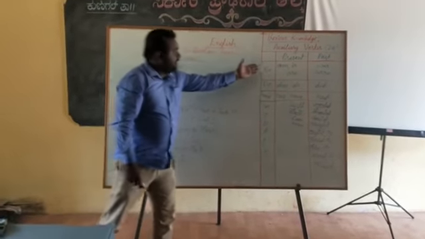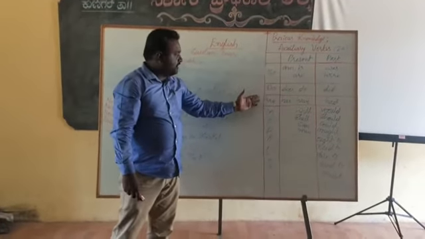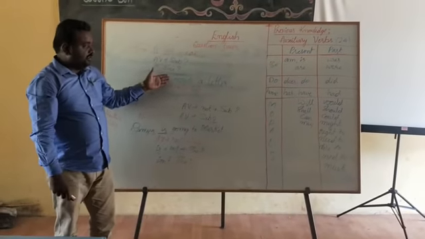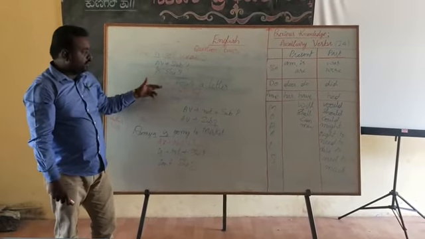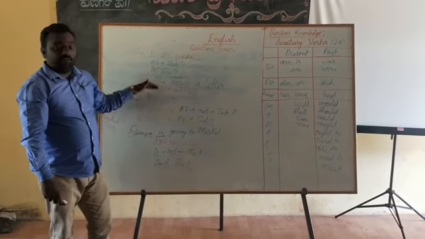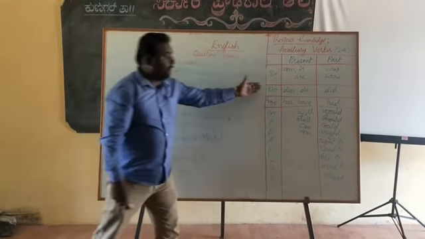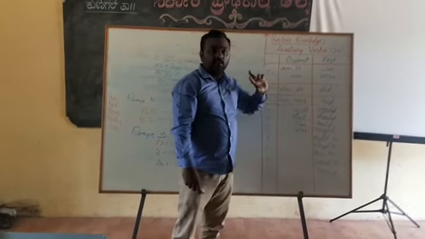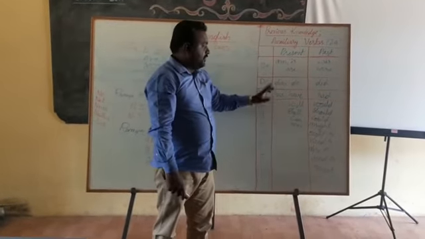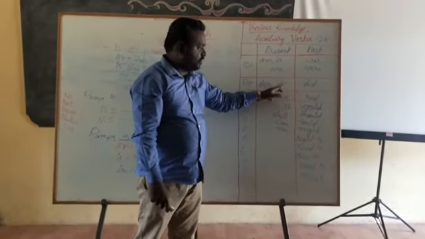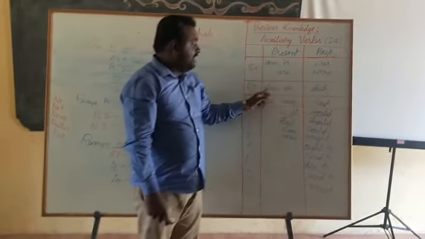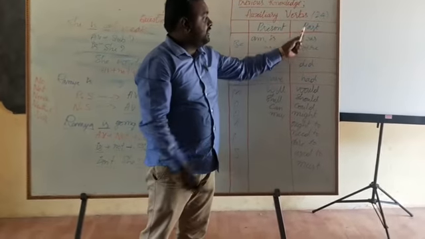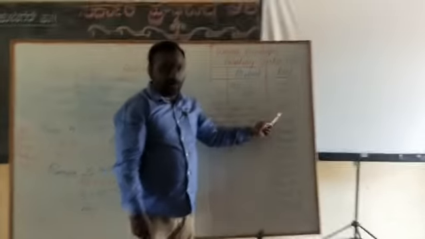No. There are no be form auxiliaries, do form auxiliaries, have form auxiliaries, and no modals in this sentence. So in this case, we have to make use of do form auxiliaries. In do form auxiliaries, there are three auxiliary verbs: does, do, and did. Does and do are used in present tense, and did is used for past tense.